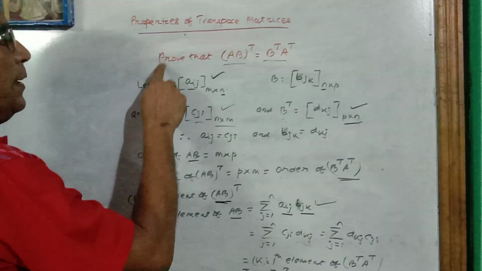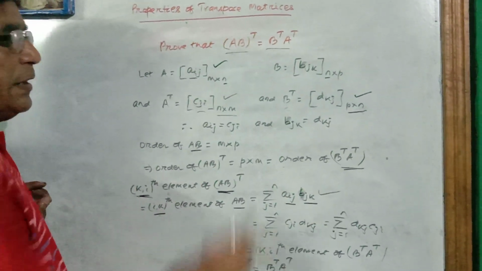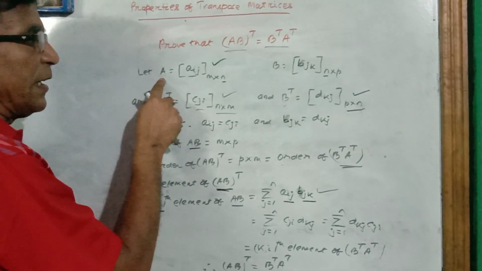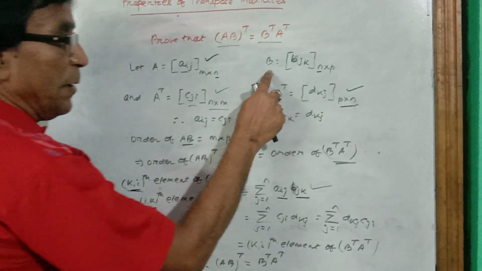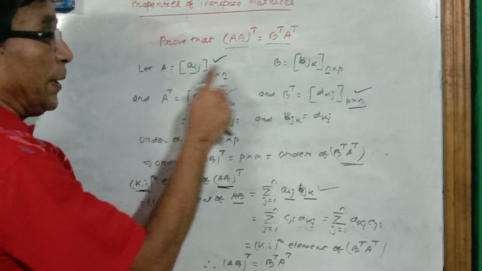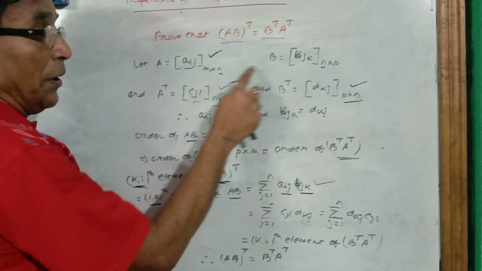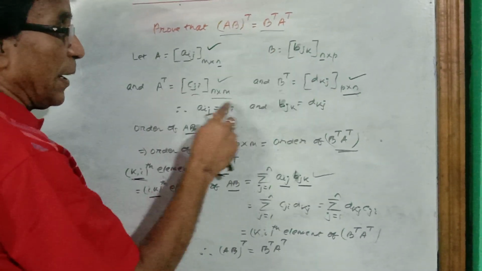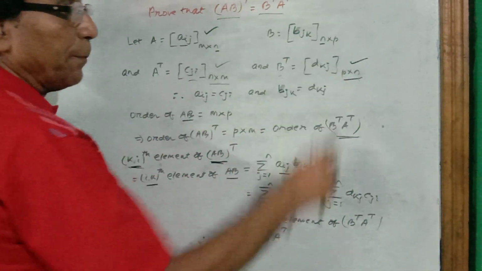We will now show that (AB) whole transpose is equal to B transpose into A transpose, that these two matrices are equal. For that, let the A matrix be the matrix Aij of order m cross n, and the B matrix be Bjk of order n cross p. Only then is AB defined, because the number of columns of A is n and the number of rows of B is n, so they are equal. Hence AB is defined. What is the order of AB? The order of AB will be m cross p.